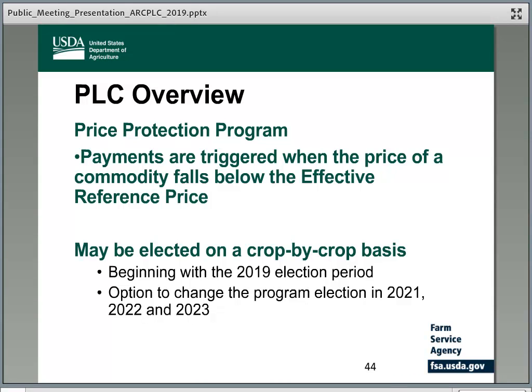And basically, payments are going to trigger for the PLC program when the effective price for the year falls below the effective reference price for the year. There's not a lot of changes in the PLC program, but this term effective reference price is a big change from the previous years, and we're going to talk about that here in a little bit. Just a reminder for PLC, you can make that election on a crop-by-crop basis beginning in the 2019 election period. Beginning in 2021, you do have the option to change your program election. So this is something that we covered on previous slides.